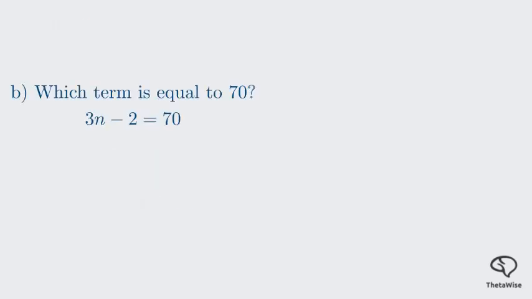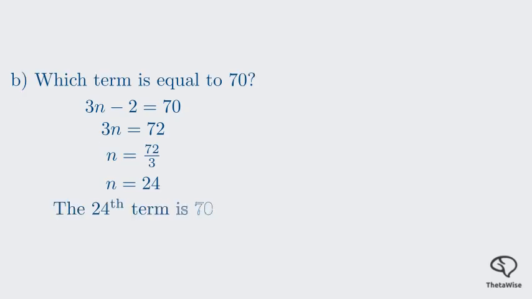For part B, we are told a term in the sequence is 70, and we need to find its position, n. We set up an equation, 3n minus 2 equals 70. We add 2 to both sides to get 3n equals 72. Then, divide by 3 to find n. 72 divided by 3 is 24. The 24th term of the sequence is 70.